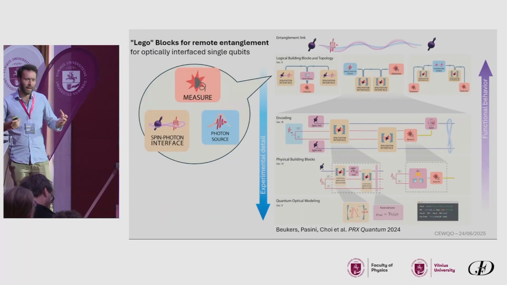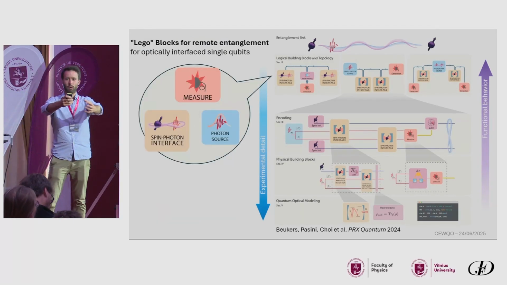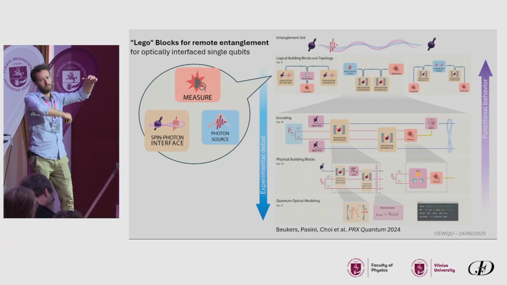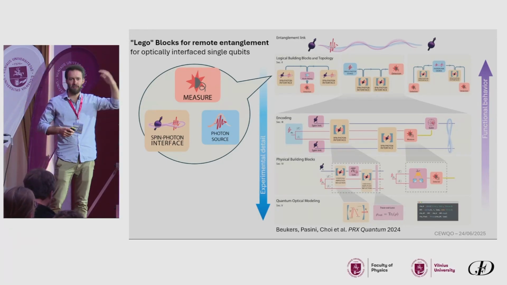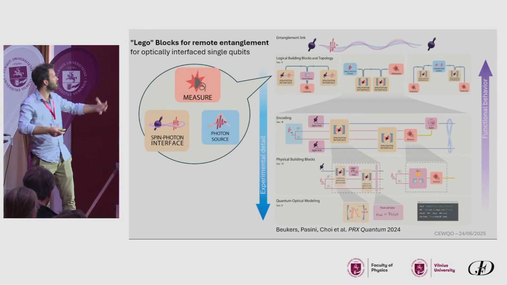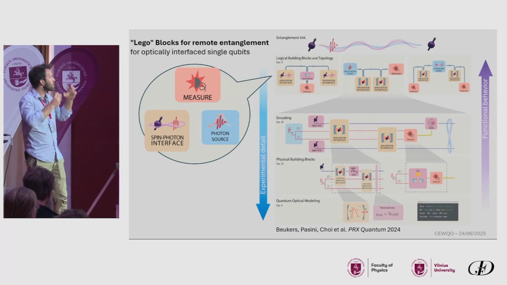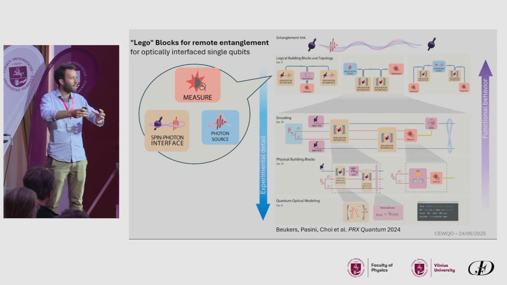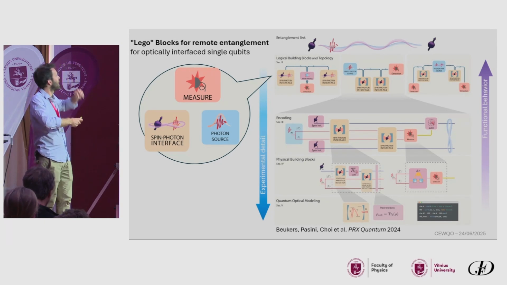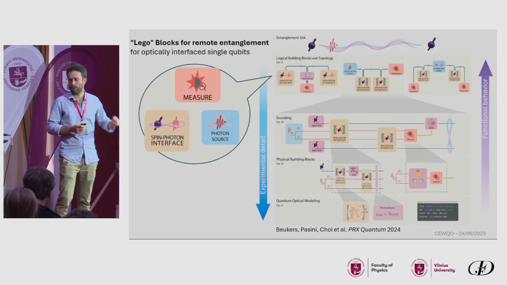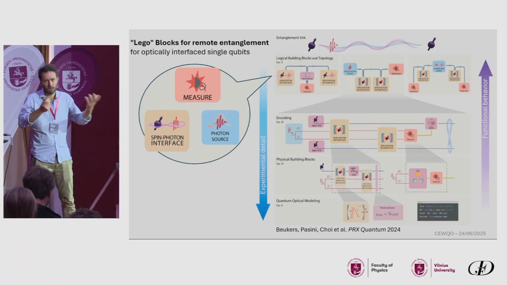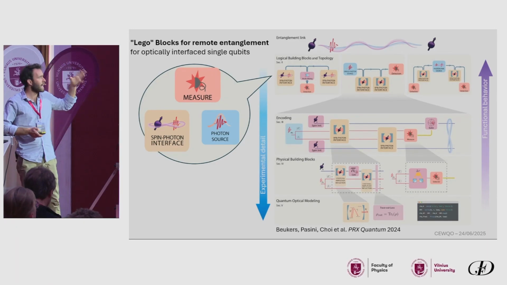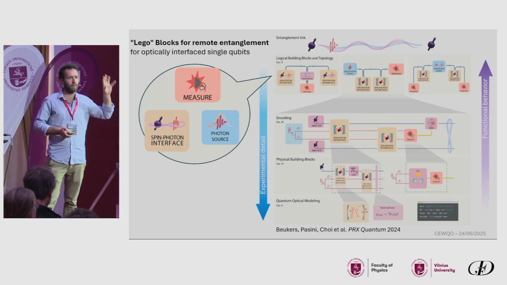So the way this framework works is by taking a protocol and dividing it into layers of abstraction, starting from very, very general concepts and building blocks that we call logical building blocks or functional building blocks that really just realize a function in the entanglement protocol, like a measurement or a photon source or a spin photon interface, which, as you can imagine, is the most important one, and really have nothing to do with the hardware that they are implemented with.